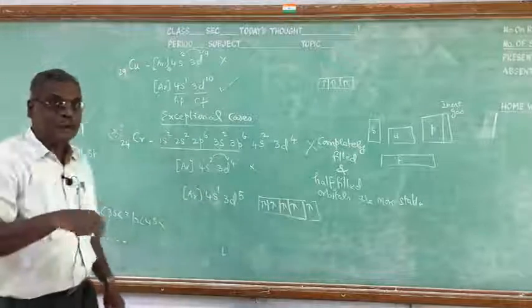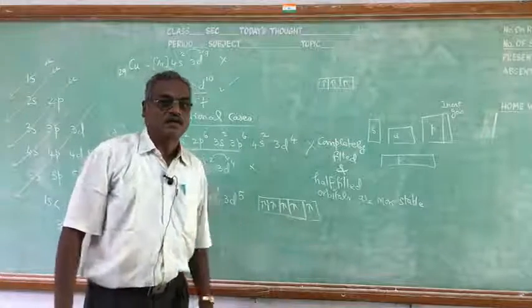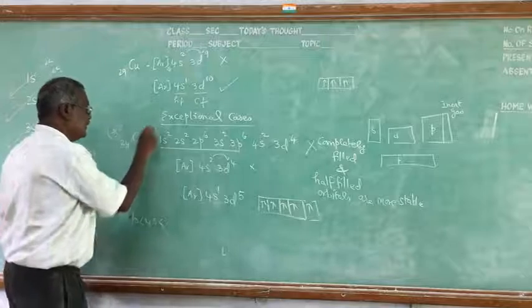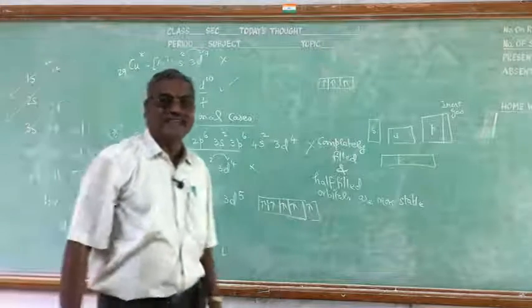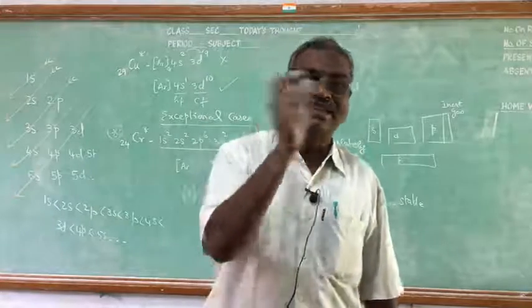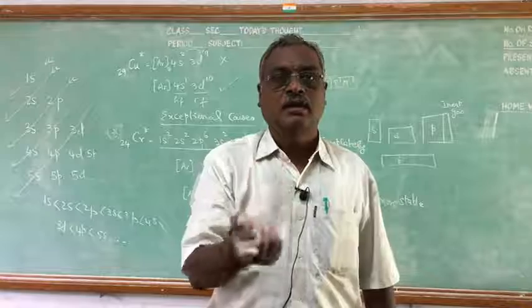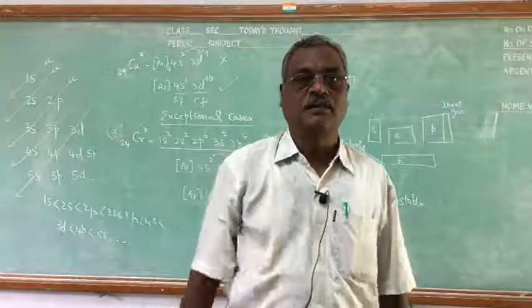If you see the periodic table or the electronic configuration table, for some elements they have put a star mark like this. These star marks are all exceptional cases. In exceptional cases there will be a slight change at the end, and it will become partially filled, half filled or completely filled.